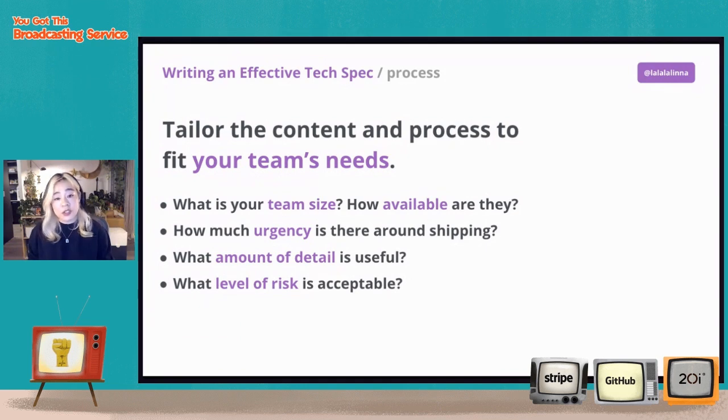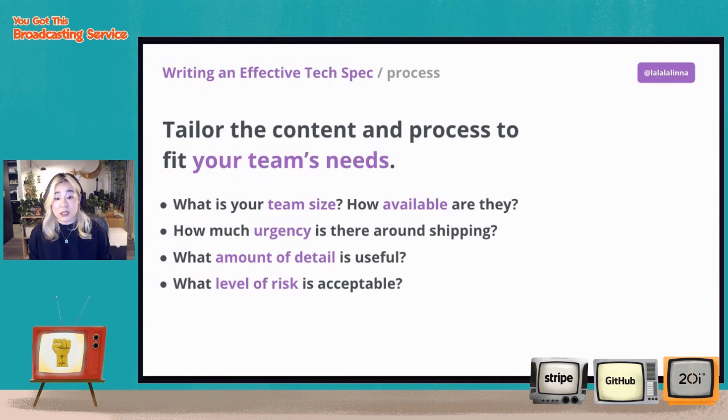But some questions that you may want to ask are, what is your team size? How available are the people on your team? How much urgency is there around shipping? How much detail is useful in a tech spec, especially if you have more junior engineers who may need a little bit more explanation, and what level of risk is acceptable? Because all of these questions help you determine how much sign off you want in the process, and how much time and effort you want to spend in planning.